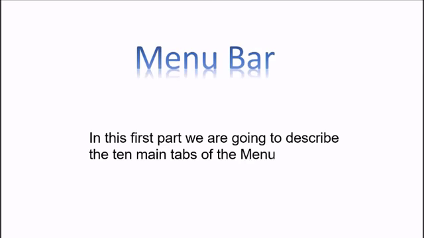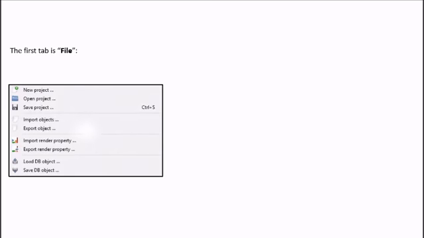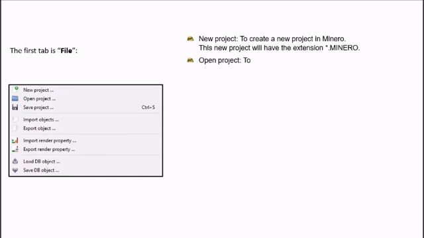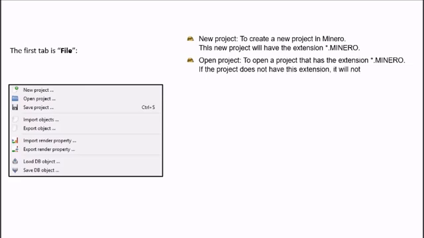In this first part, we are going to describe the three main tabs of the menu bar. The first tab is File. New project. To create a new project in Minero. This project will have the extension Minero. Open project. To open a project that has the extension Minero. If the project does not have this extension, it will not be shown in Minero interface.